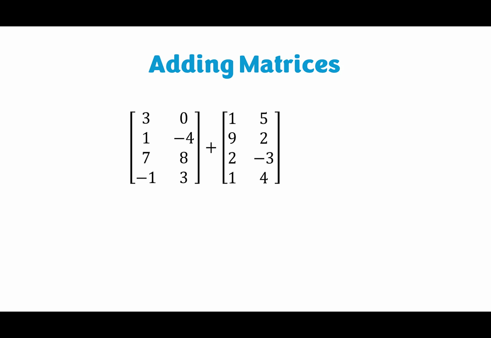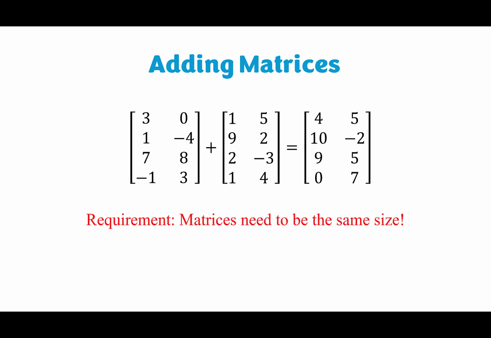The first operation will be adding matrices. So if you have two matrices of the same size, then we can add these two matrices together by adding the corresponding entries. So that's how we define matrix addition. Check it out. The third resulting matrix has the corresponding entries added together. Now, to add matrices, we have to have the matrices be the same size. If they're not the same size, then the matrix addition is just not defined.